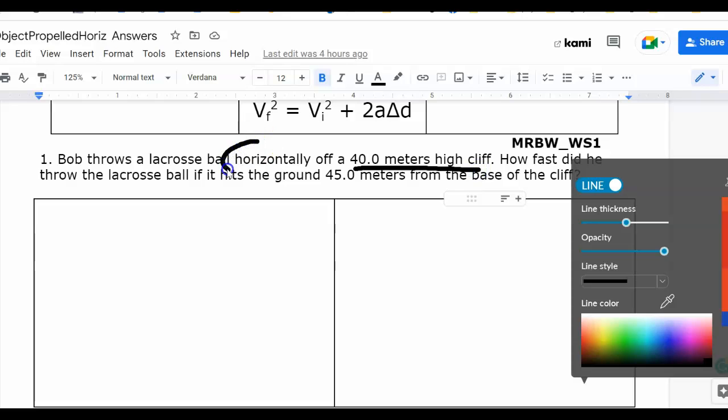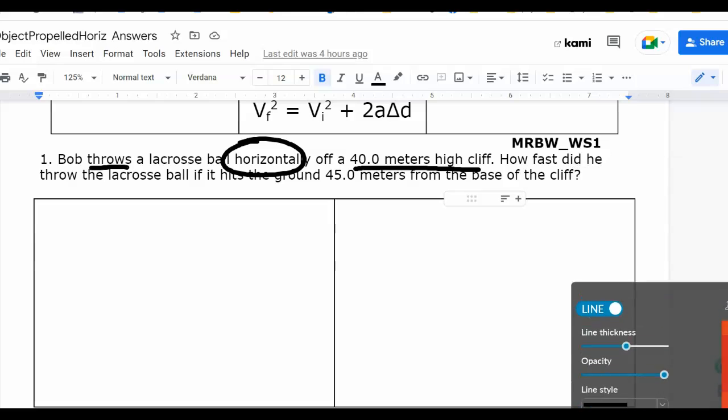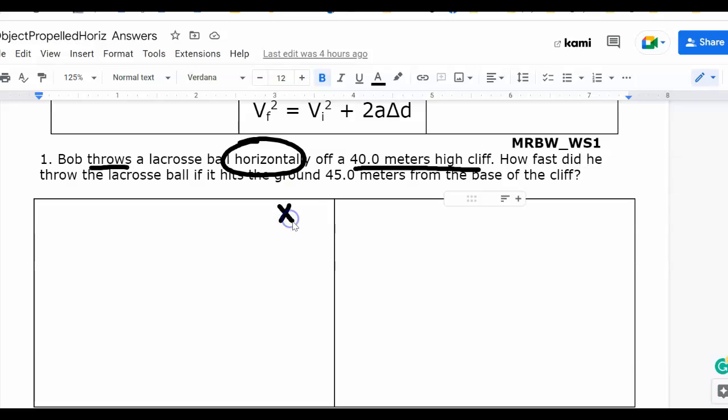This is actually the main thing right there: thrown horizontally. I'm going to stop right there, thrown horizontally. Let's go to the y. Let's make this the x side and the y side. We're separating the x from the y. Oh, good. Thrown horizontally. I know what to write.